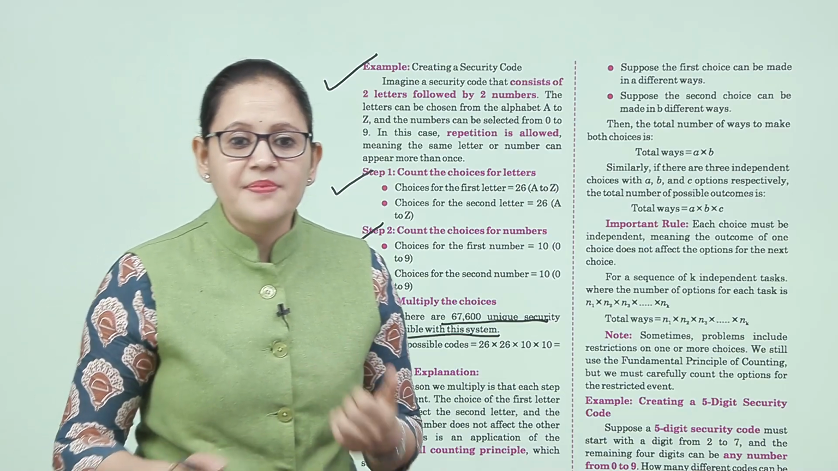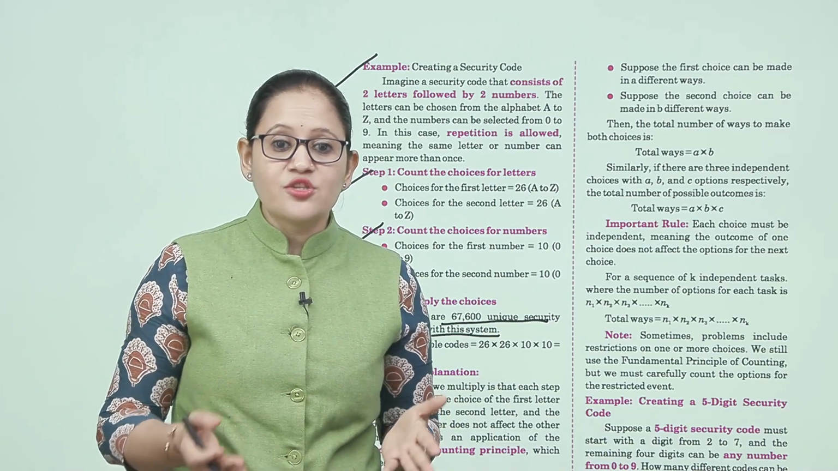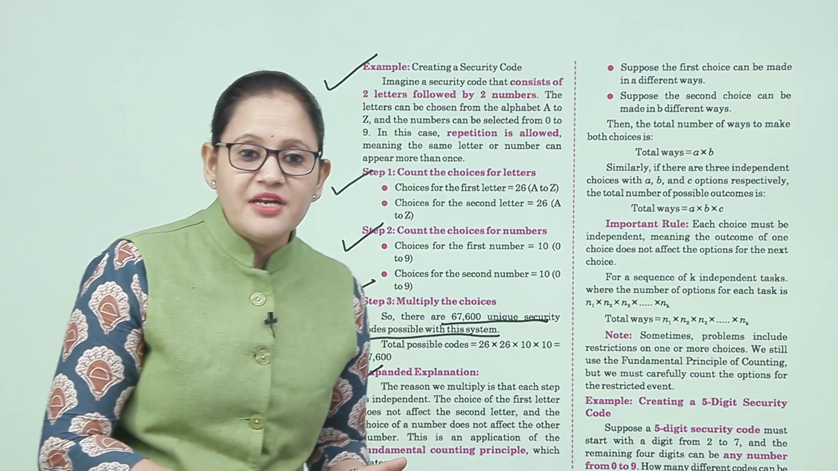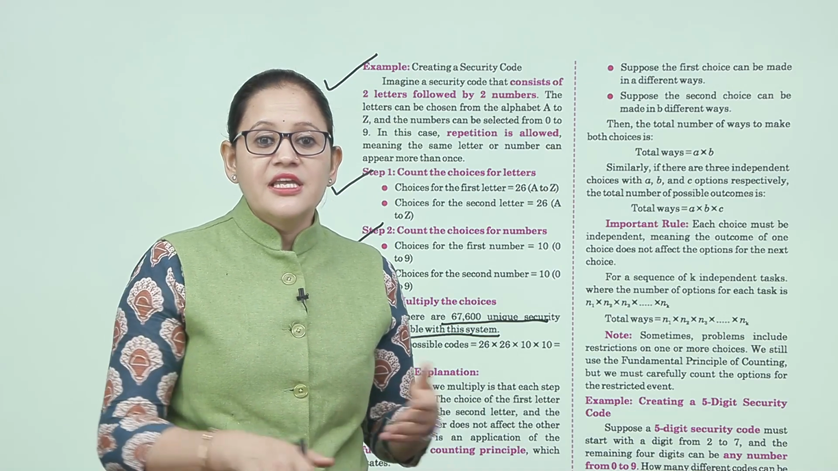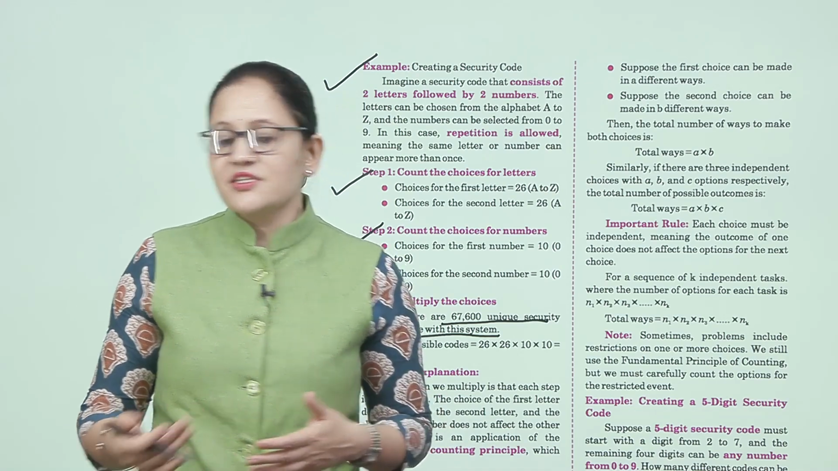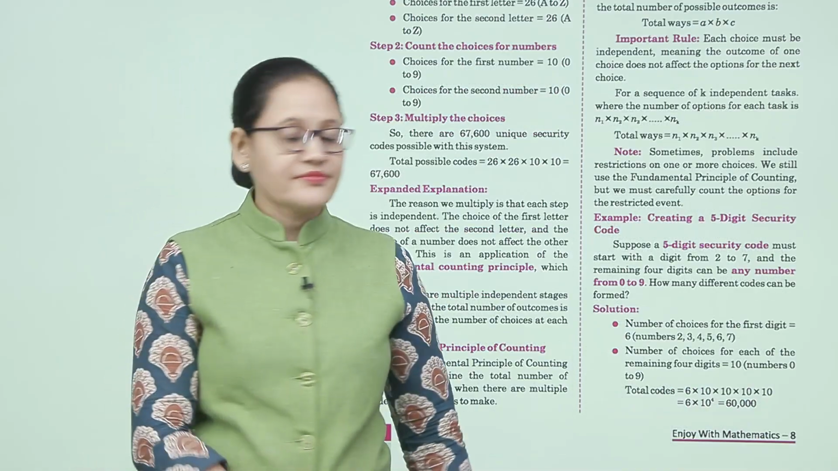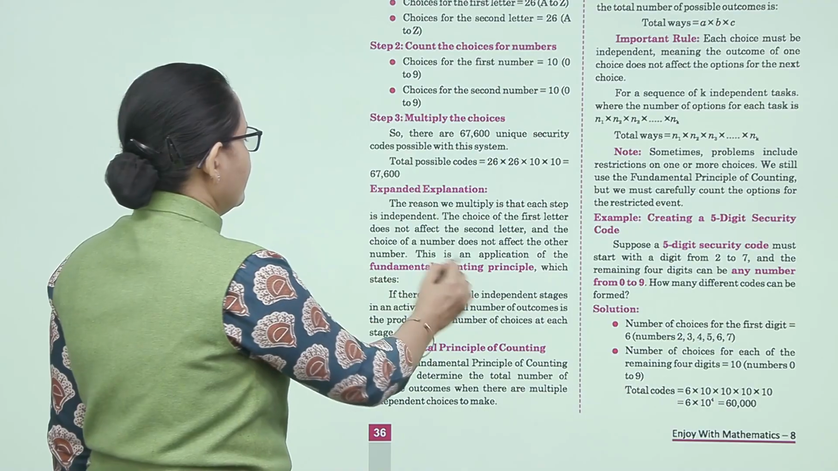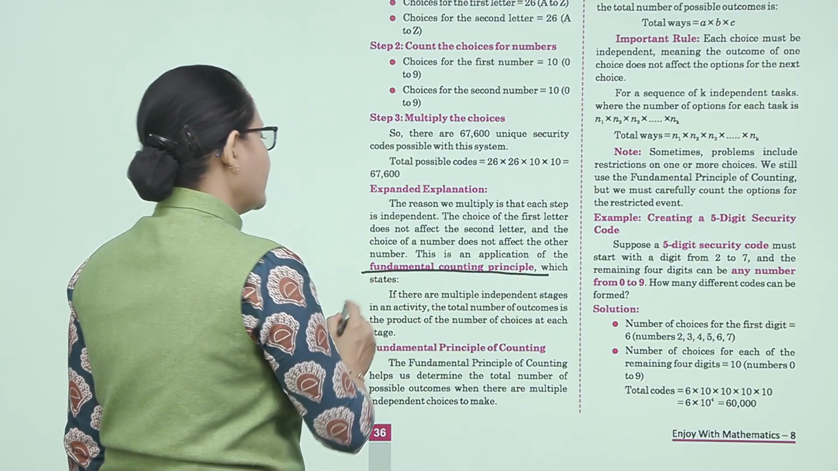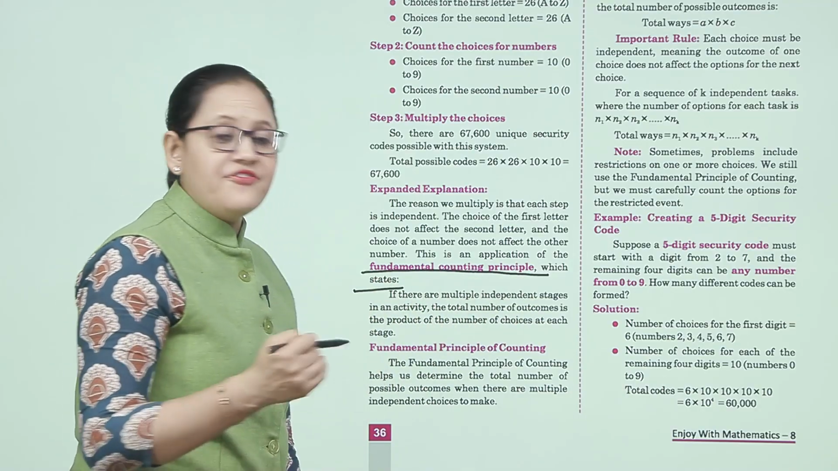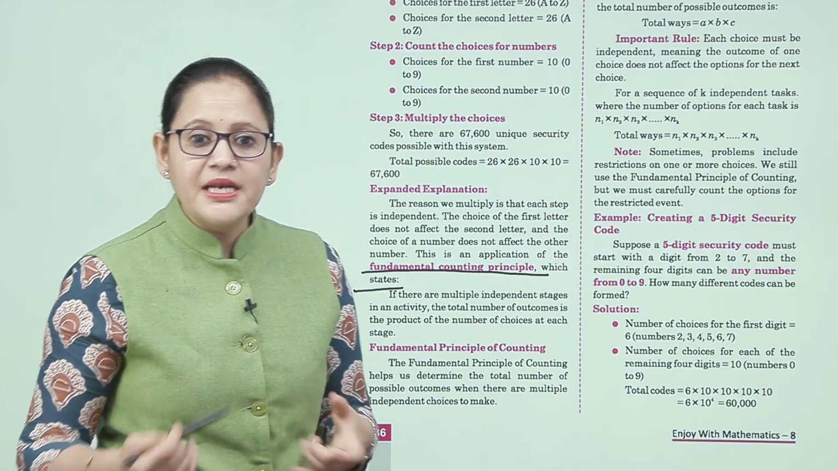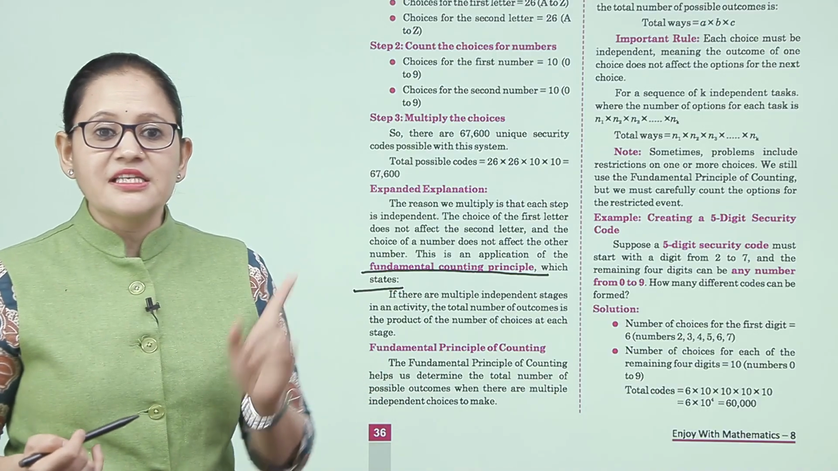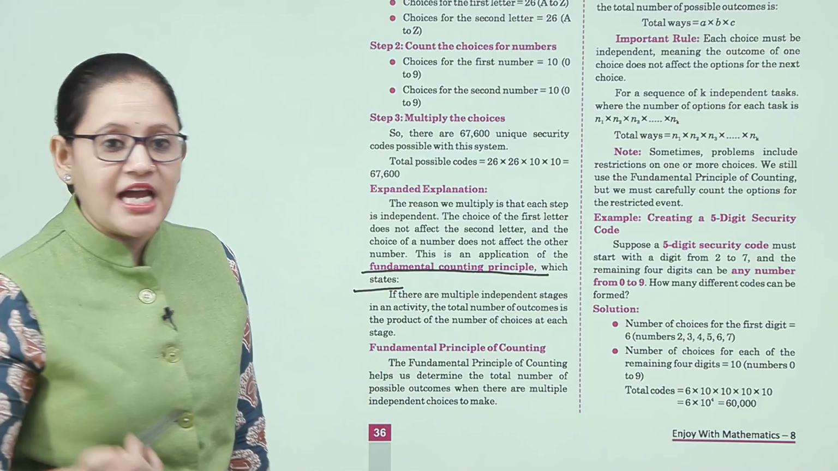Next is the expanded explanation. The reason we multiply is that each step is independent. The choice of the first letter does not affect the second letter, and the choice of the number does not affect the other number. This is an application of the fundamental counting principle, which states that if there are multiple independent stages in an activity, the total number of outcomes is the product of the number of choices at each step.